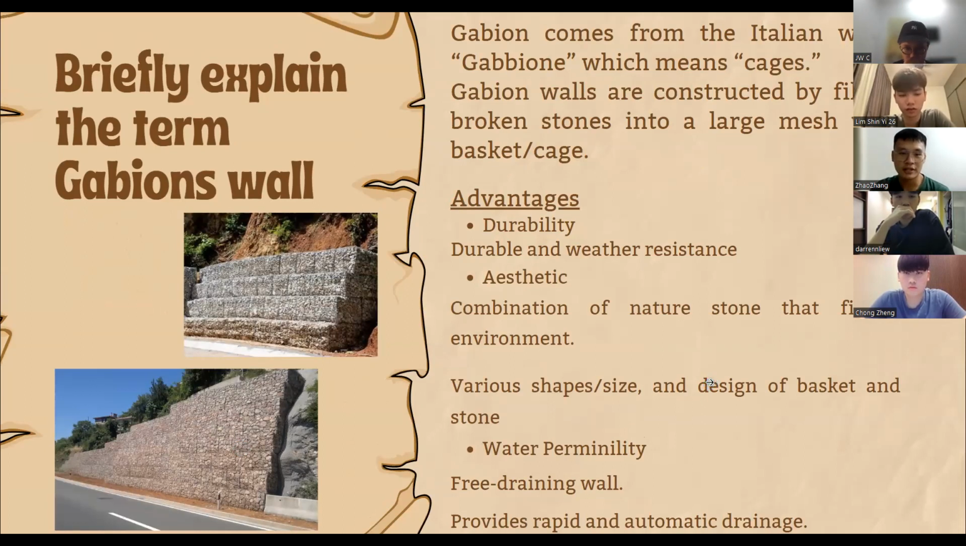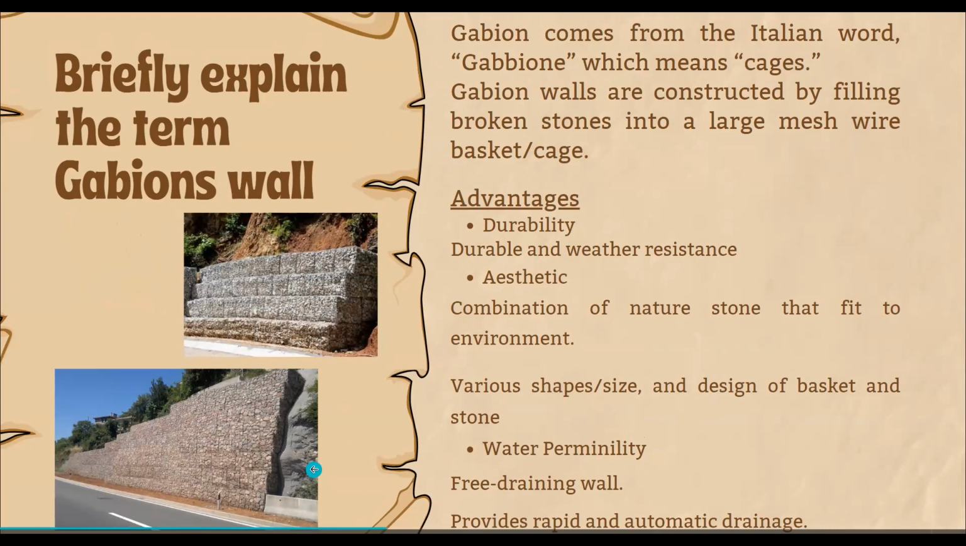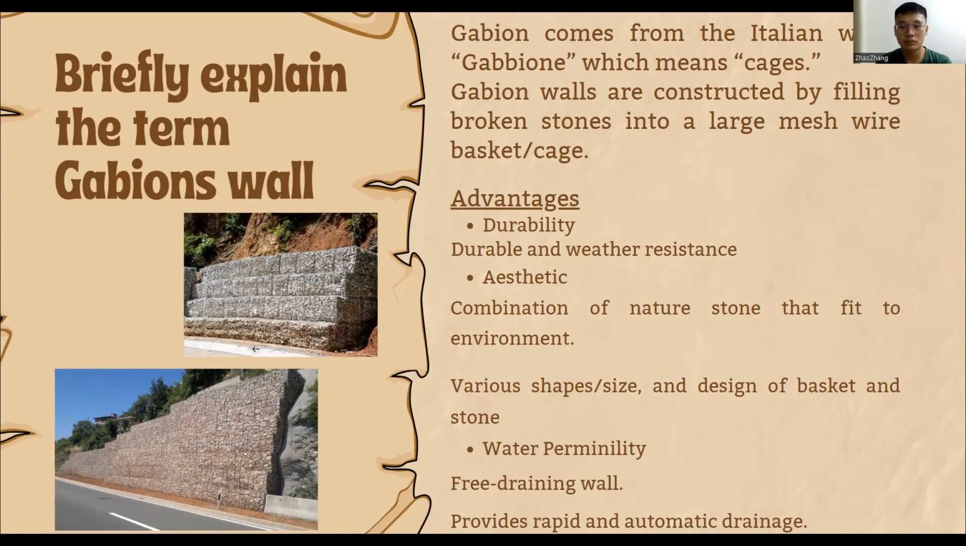So I will be explaining about Gabian's wall. Gabian's wall is one of the gravity walls, and Gabian comes from the Italian word Gabbione, which means cages. Gabian's walls are constructed by filling broken stone into a large mesh wire basket or cage.